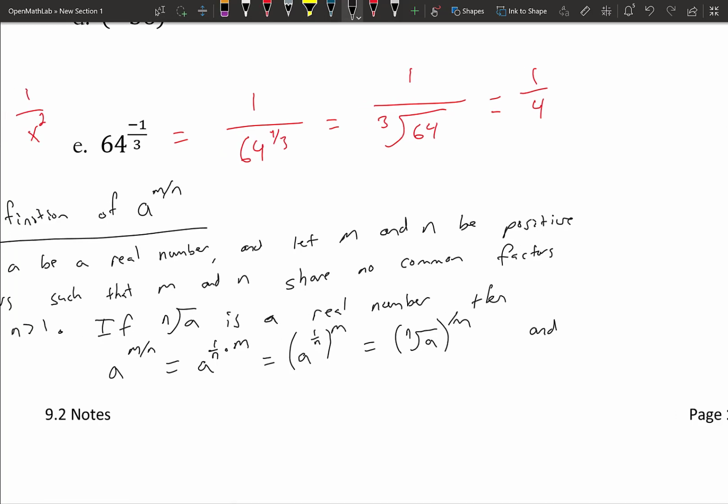So that's one definition. Another way we can rewrite this is, instead of thinking of this as 1 divided by n times m, we could think about the power as m times 1 divided by n. That would also be equivalent. Multiplication is commutative. So we could rewrite this as a to the m, all raised to the 1 divided by n power. The difference here is we would have the nth root of a to the m power, all under the nth root. Those are two different ways we can write that, and they are equivalent.